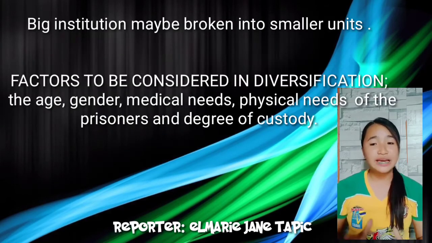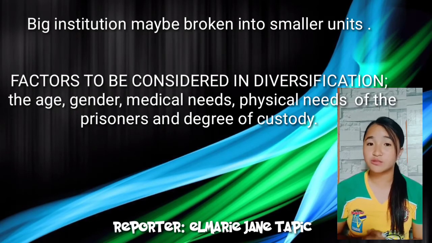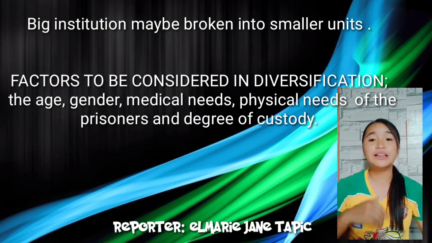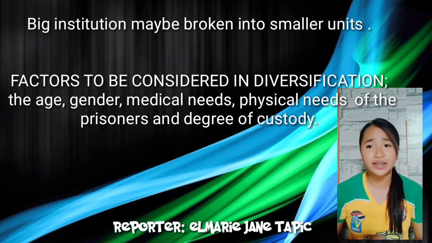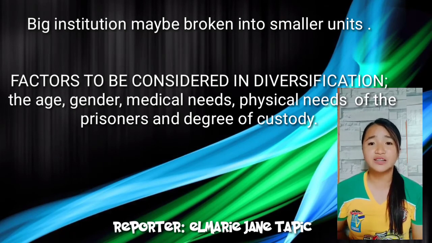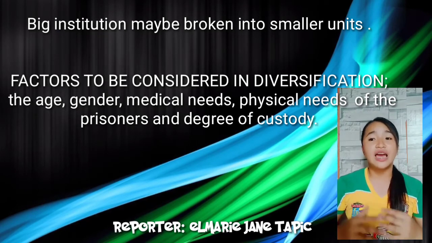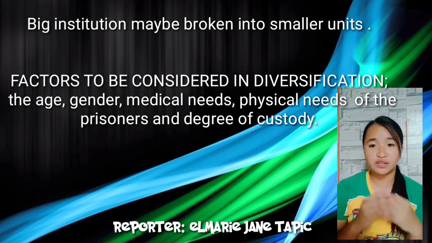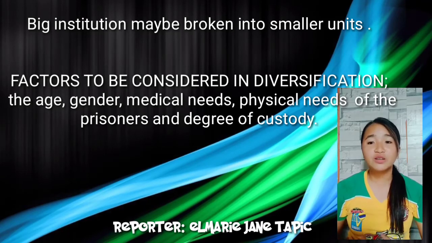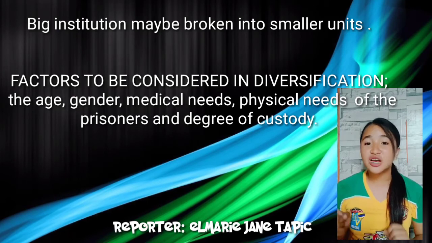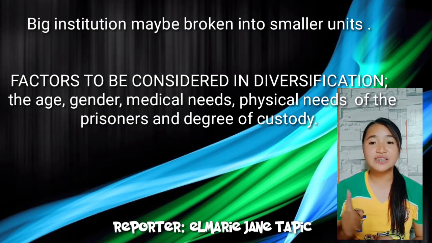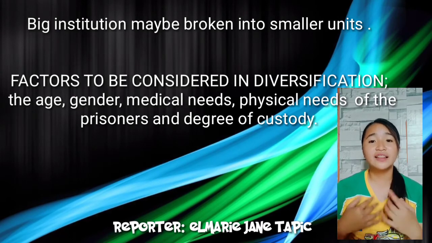And a big institution may be broken into smaller units because building a special institution requires a big amount of money, and segregation of prisoners is aimed to prevent moral or physical contamination of a group by another and to prevent unnecessary custodial risk. So, the factors to be considered in diversification are the age, the gender, medical needs, and physical needs of the prisoners, and degree of custody.